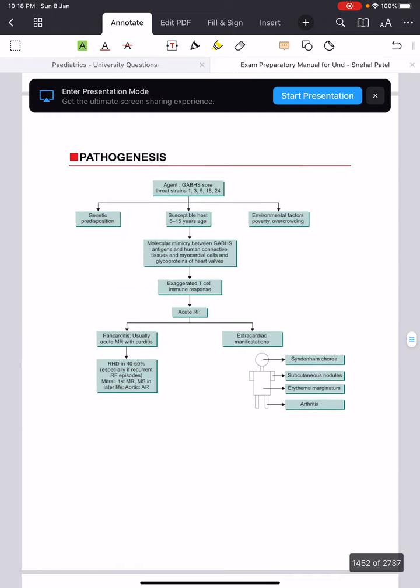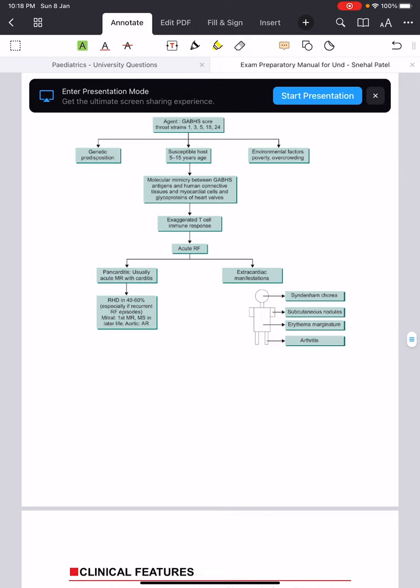What is the pathogenesis? First things first, Group A streptococcus is the agent, with throat strains 1, 3, 5, 18 and 24. There are three things that make the host more susceptible: genetic predisposition, age between 5 to 15 years, and environmental factors such as poverty and overcrowding.